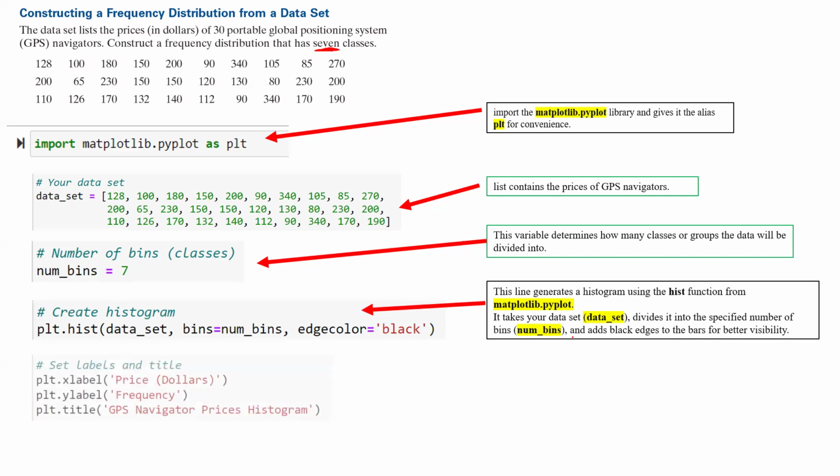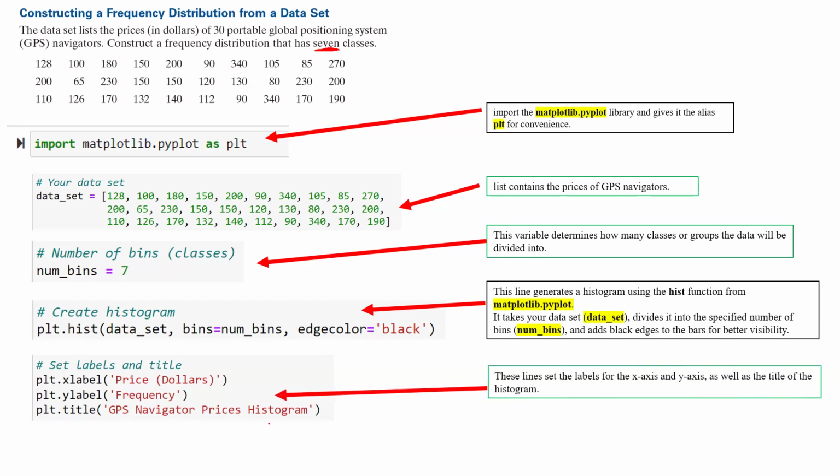From matplotlib.pyplot, it takes your data set, which is the prices that you have, divided into 7 bins or 7 classes. Now, let us define some labels. plt.xlabel, price in dollars. So the x-axis has prices. plt.ylabel has the frequency or the count. And then plt.title gives it a nice title. Very good. Now, if you run the code, it generates a nice histogram for you.